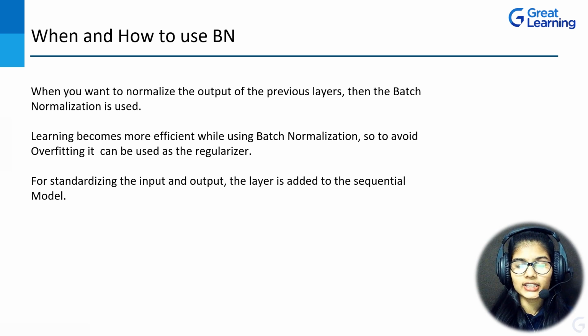Second, while using batch normalization, learning becomes more efficient. To avoid overfitting, it can be used as a regularizer. Regularization I have already covered further in this video. But right here, let me first give you the idea of what overfitting is. We know that deep learning deals with numerous parameters, right? We have many parameters for training and testing, with which deep learning actually deals.